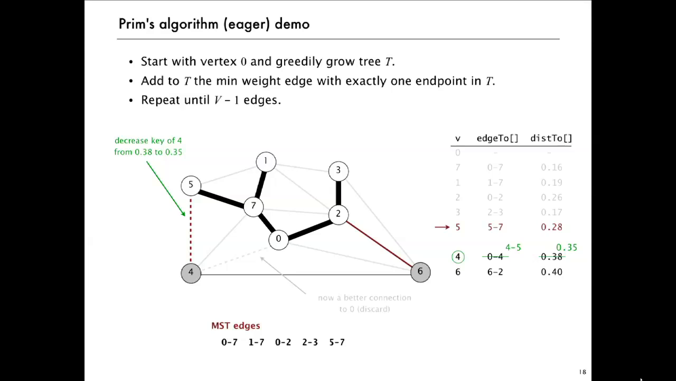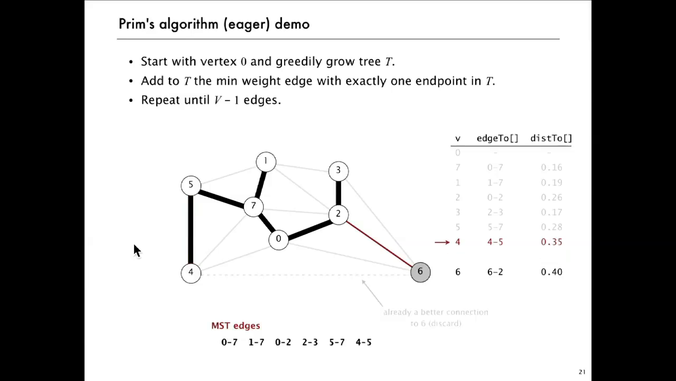And check edges from 5, 7. From 5, we're going to decrease the key of 4 from 0.38 to 0.5, because the best way to get from 4 to the tree is no longer 4, 0, it's 4, 5. Again, decrease the key and discard the longer edge to the tree. And in fact, that's the next edge that we pick. And we don't bother putting 4, 6 on because we already have a better way to get from 6 to the tree. And then the last edge that we add is 6, 2.